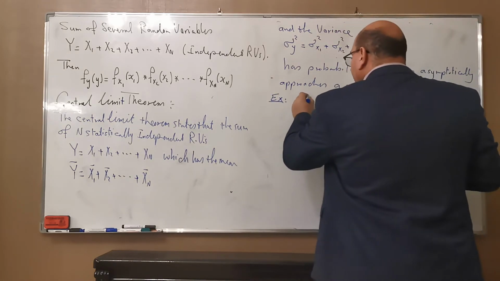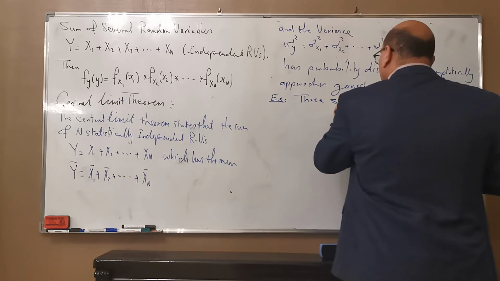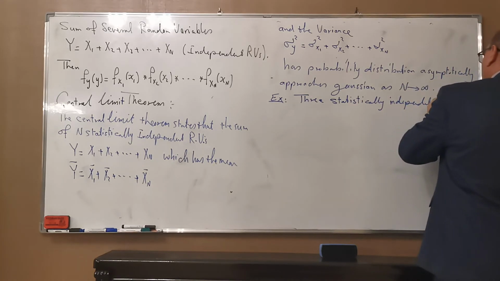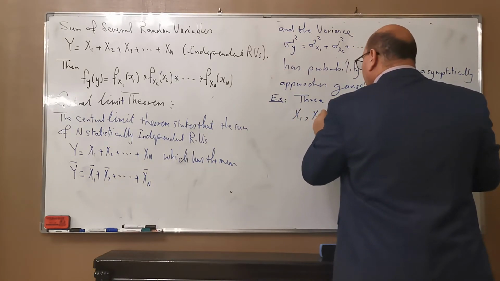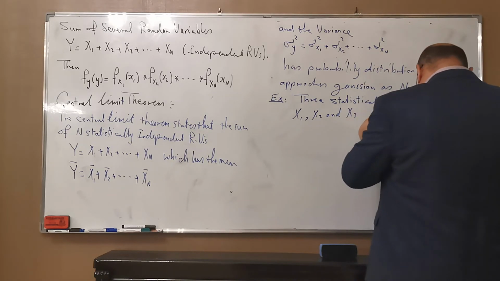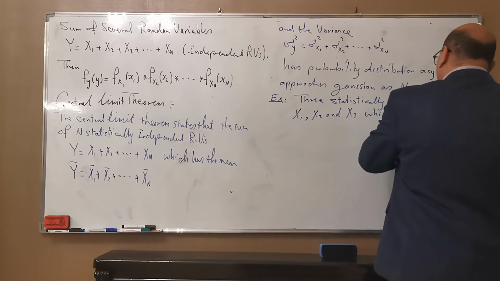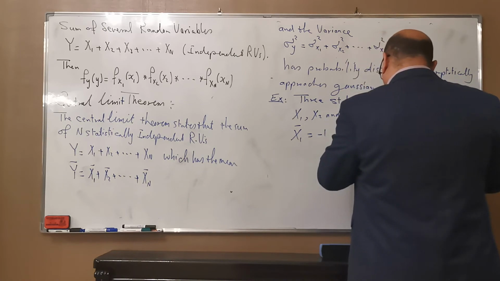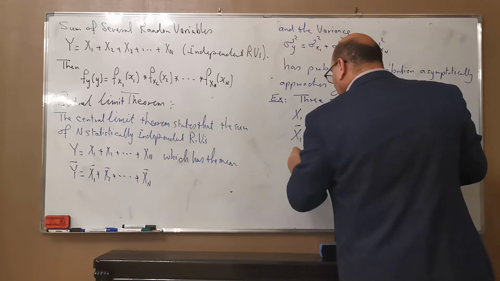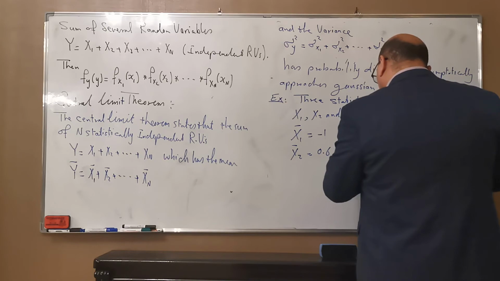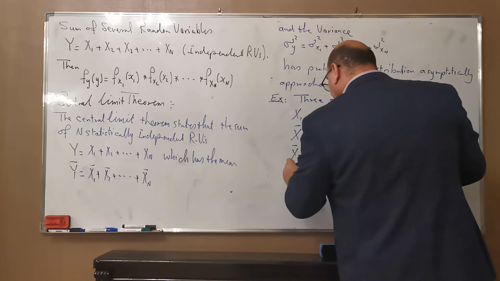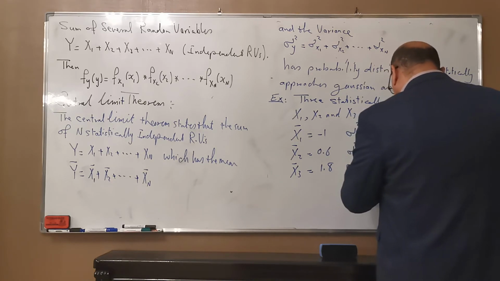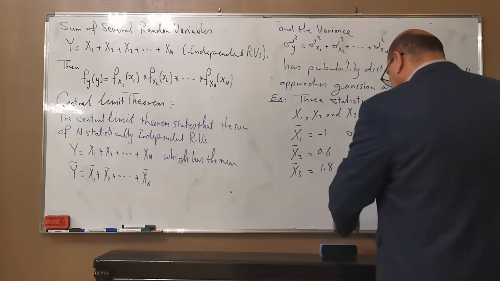Very simple example here. We have 3 statistically independent random variables, x1, x2, and x3, which are defined by x1 bar equals -1 and sigma x1 squared equals 2, x2 bar equals 0.6 and sigma x2 squared equals 1.5, and x3 bar equals 1.8 and sigma x3 squared equals 0.8. Okay?